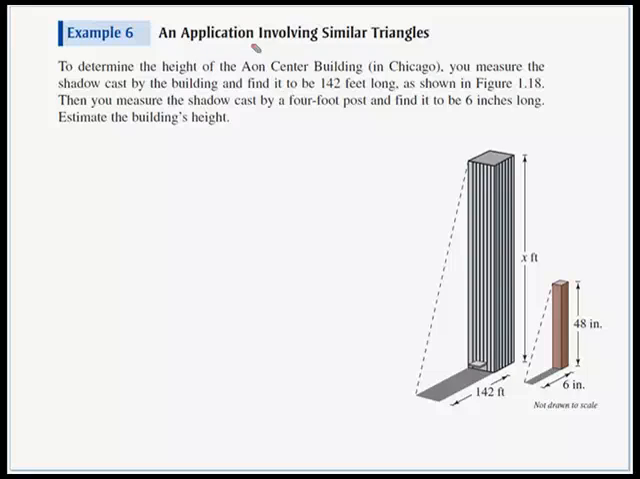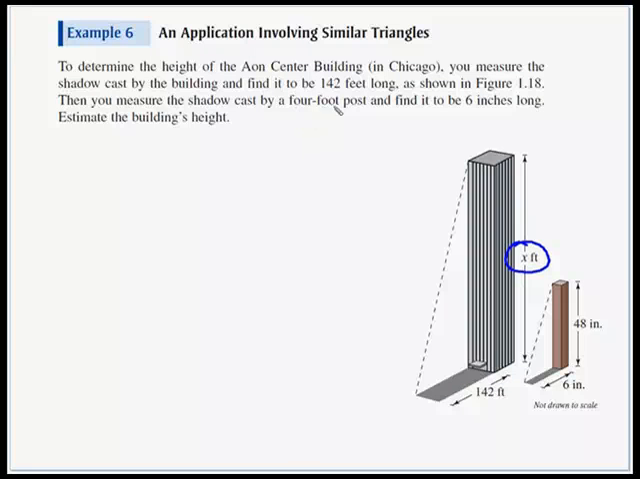Example 6, an application involving similar triangles. This should ring a bell from geometry class when you first started working with similar triangles and proportional triangles. To determine the height of this building in Chicago, you measure the shadow cast by the building and find it to be 142 feet long. So here's the building we're looking for the height. That's x, our unknown. But we can measure the shadow of the building, and that shadow was 142 feet.